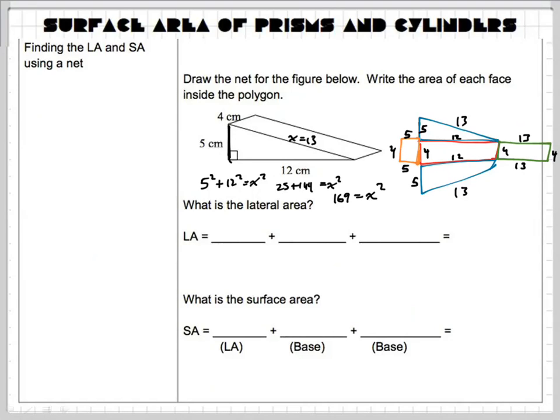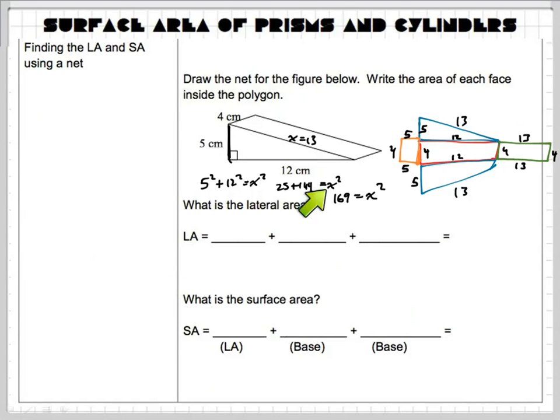Okay, now the bases. You guys know what the bases are, right? Which color are the bases? Blue. Yeah, these are our bases. This is the base right here, and this is the base right here. So it's safe to say that everything else is the lateral area. And that's what this question is asking us to do. It says find the lateral area.